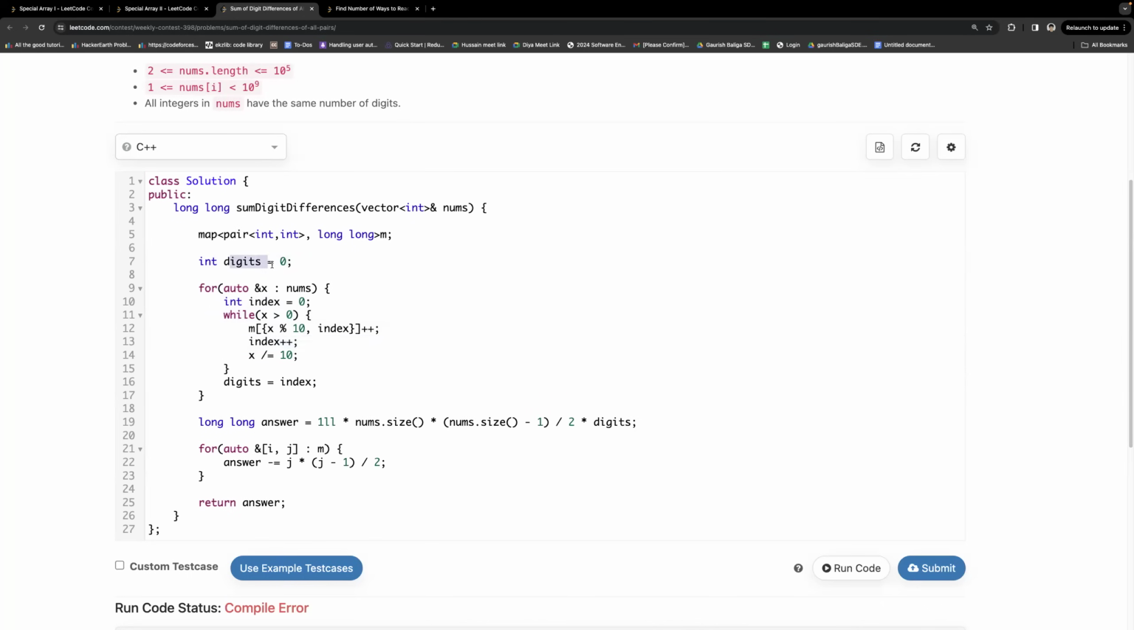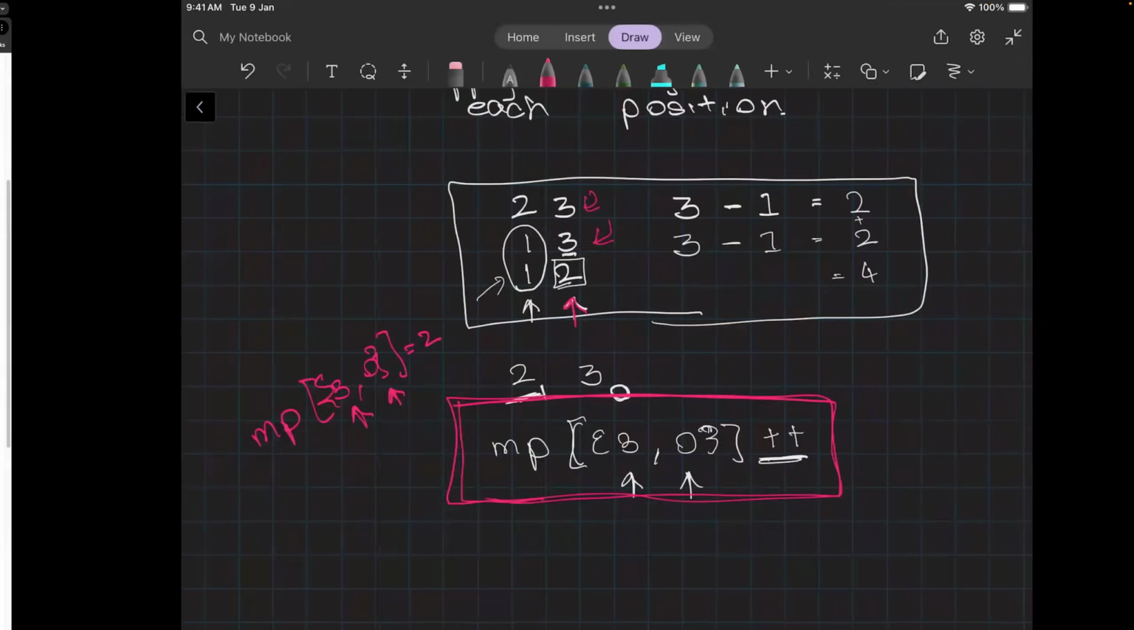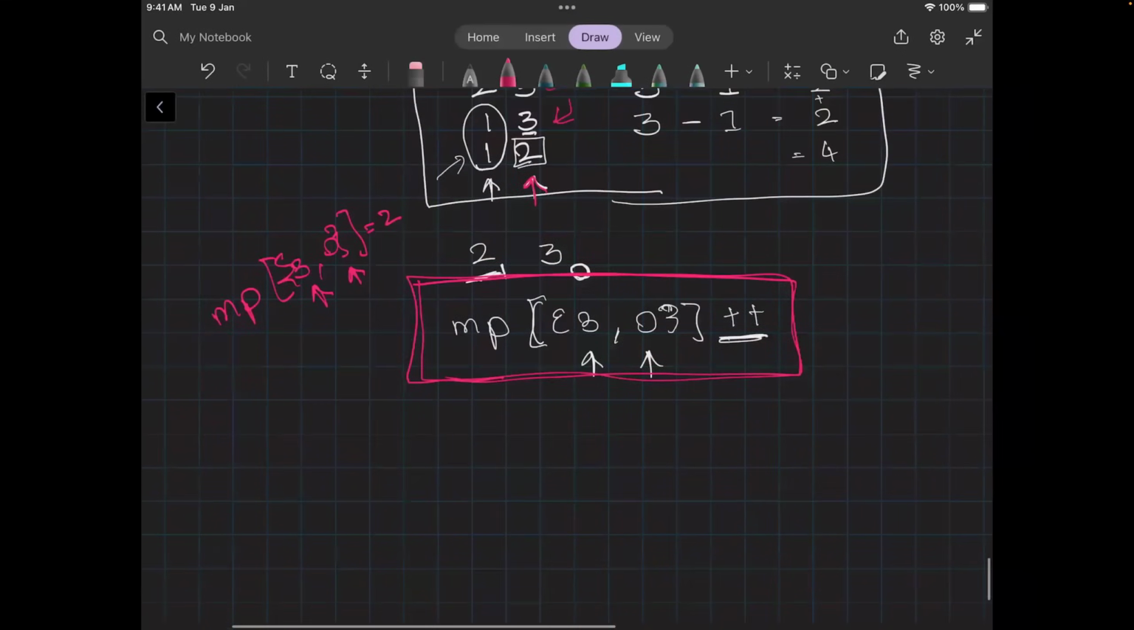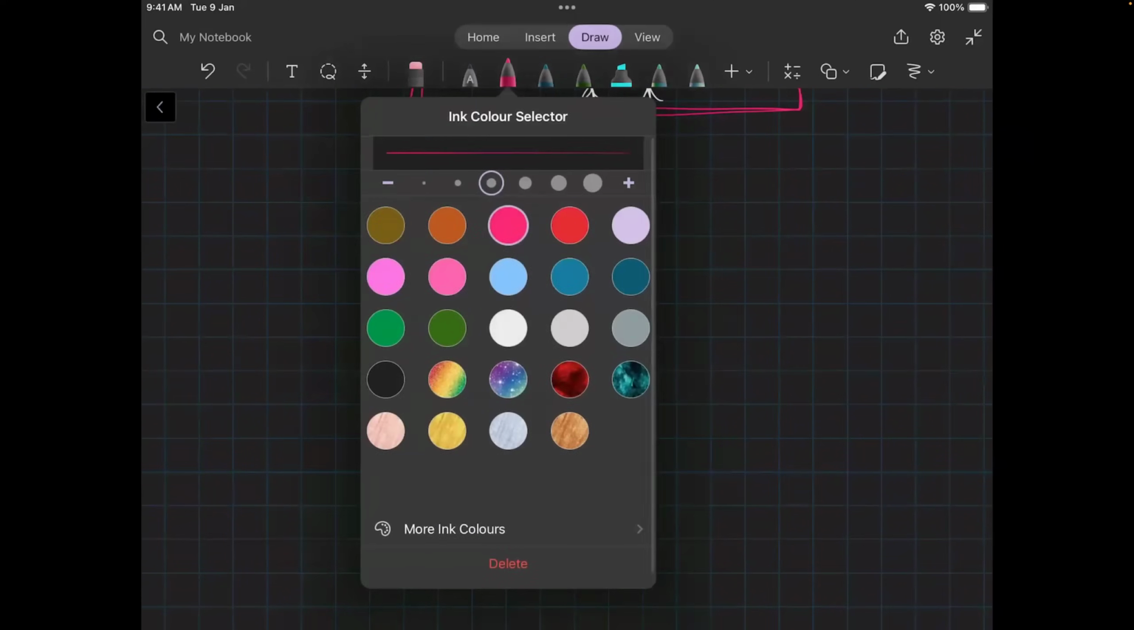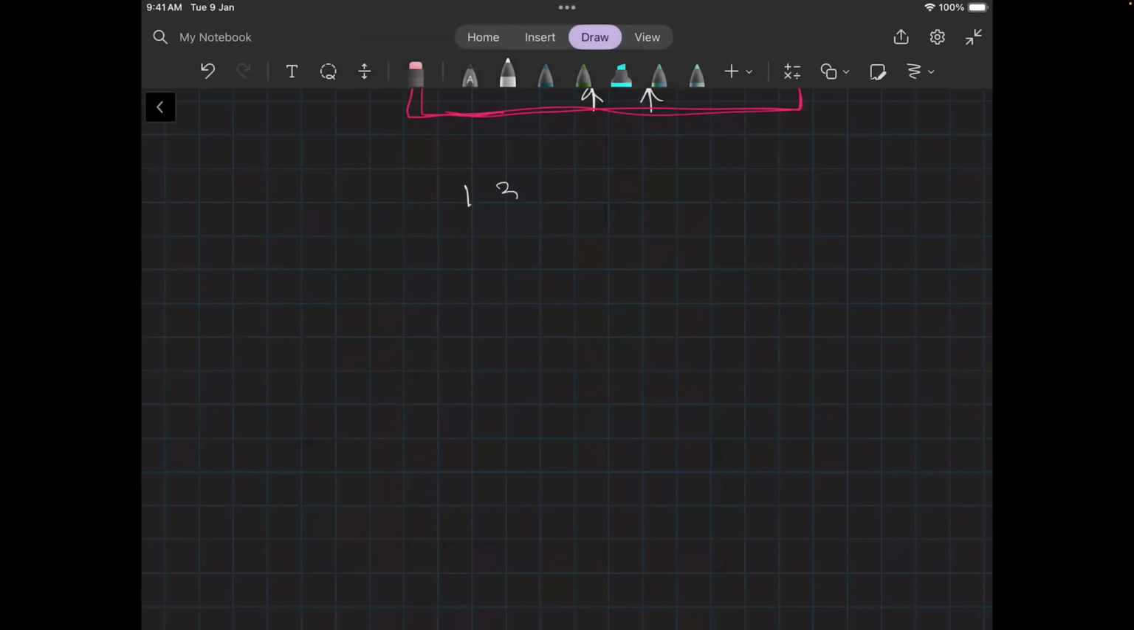After that, I want to store how many digits there were in the number. So I'm just doing digits equal to index because at the end, index is going to be the number of digits in the number. Okay. So initially, I'm setting the answer to nums.size into nums.size minus 1 divided by 2 into digits. Now, let me explain that as well. Basically, I am processing for every digit, right? Let me just change the color. For 13, 23, and 12, I'll be processing for this, processing for this.